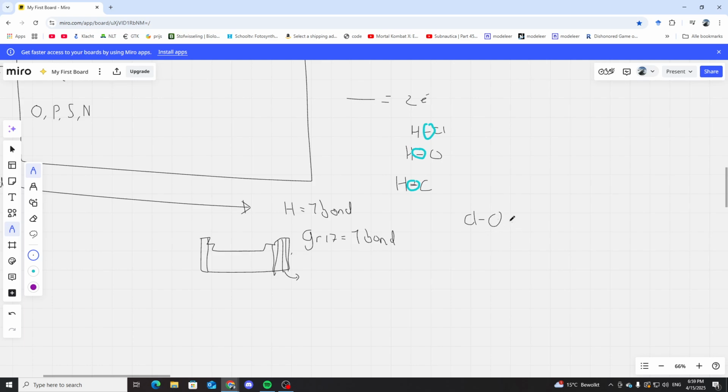Maybe connected to an O, which is connected to something else, or a Cl connected to an H, or a Cl connected to a C. It can only have one bond. Same for fluorine, for example. Bromine, these are all group 17, can only have one bond.